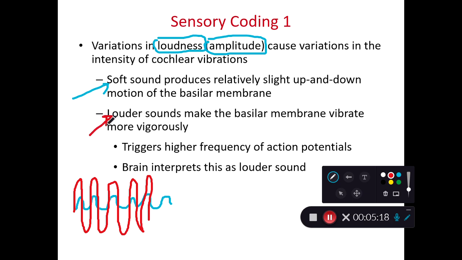So that loud noise makes the membranes oscillate more vigorously. That triggers a higher frequency of action potentials. So this is something that's kind of unique. The frequency of action potential is used to determine the loudness of the noise. High frequency action potentials are interpreted as a louder sound. It is not interpreted as a higher frequency noise.